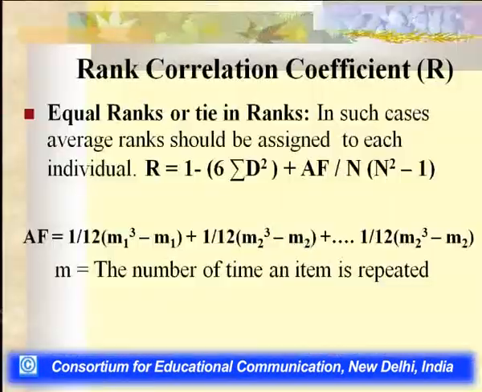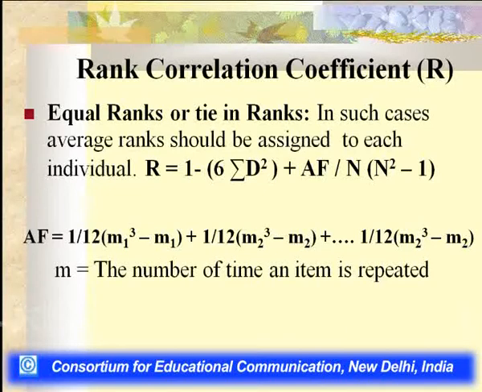R is equal to 1 minus 6 times (sigma D square plus AF) upon n cube minus n. AF is equal to 1 upon 12 (m1 cube minus m1) plus 1 upon 12 (m2 cube minus m2) plus 1 upon 12 (m3 cube minus m3), where m is the number of times an item is repeated. So if you see in the formula, if the rank is repeated 3 times, m would be 3. If repeated 5 times, m would be 5. If repeated 6 times, m would be 6.